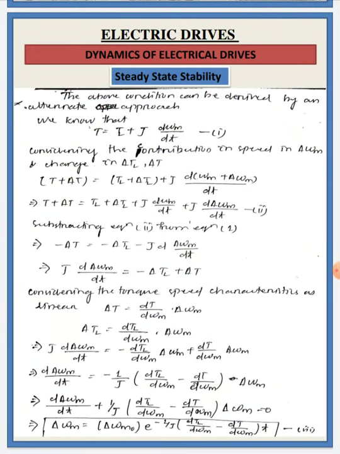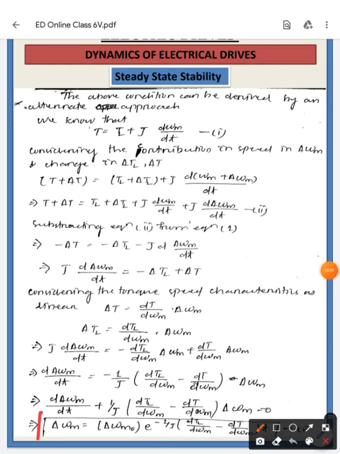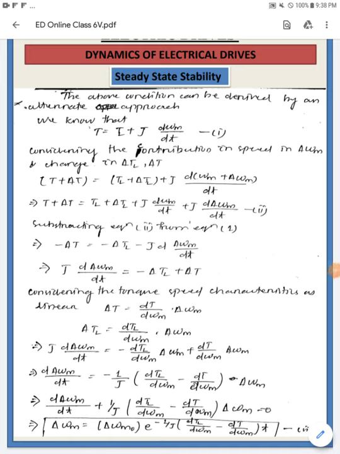This slide is also regarding steady state stability, and the final equation we get here is all about the rate of change of your angular momentum during the steady state operations. So this is all about today's class, and next class we shall go for the new chapter, that is heating and cooling constant. Thank you.